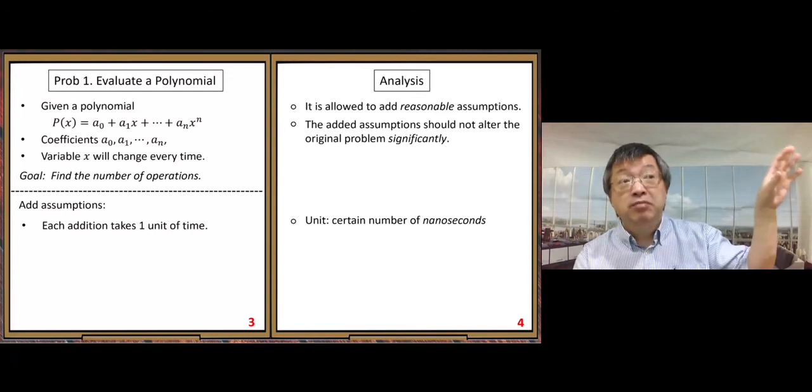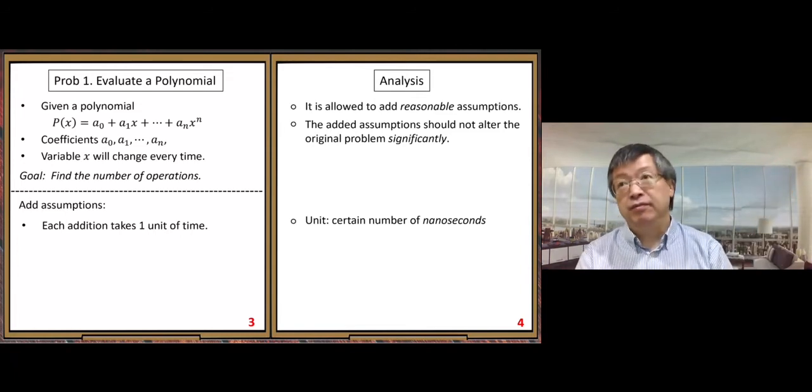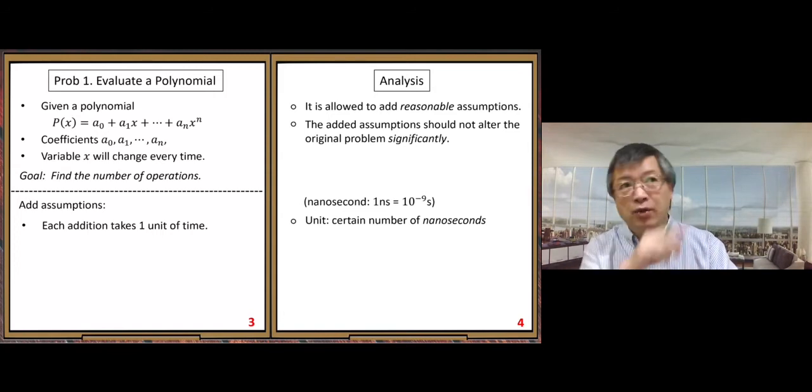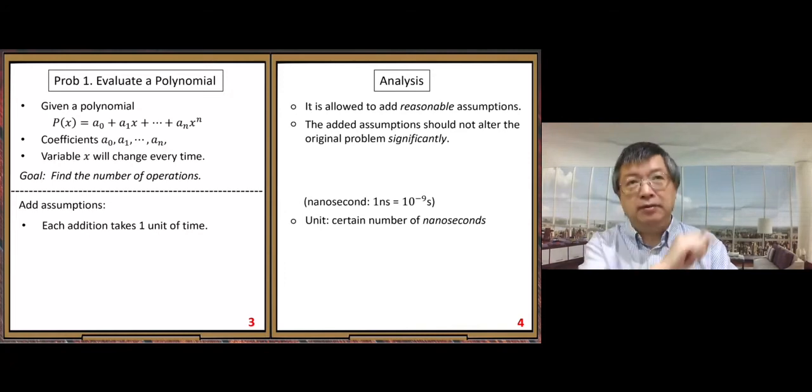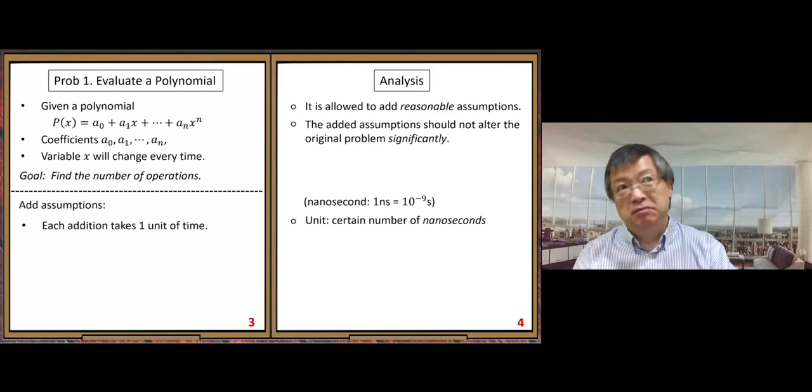Usually it is based on the real world situation. We try to be more realistic when we make assumptions. Certain number of nanoseconds falls in this category. I hope you have a sense about nanoseconds. How big is 1 nanosecond? Let me remind you, 1 nanosecond equals 10 to the -9th second, in other words, 1 billionth of a second. That's small.